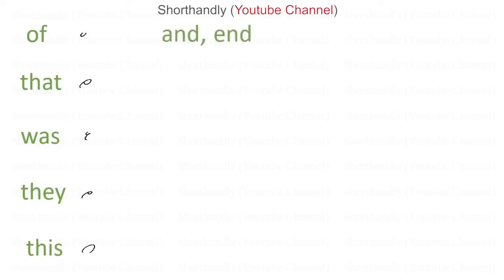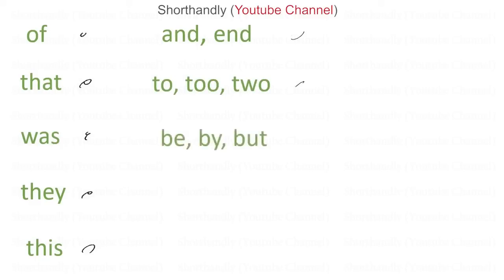Next one is "and" or "end". This is made like this. Next is "to", "too" or "two". This is made like this. Next one is "be", "by" or "but". This is made like this.